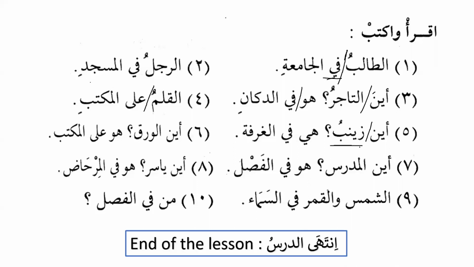Does anyone remember? Because Zainab is a feminine name, and it's a diptote, and it will not accept tanween, and it will not accept kasra. Excellent. So all the feminine names, they are partially flexible, and they do not accept tanween, and they do not accept kasra. Excellent. So Aina Zainabu. هي في الغرفة. Excellent. She is in the room.